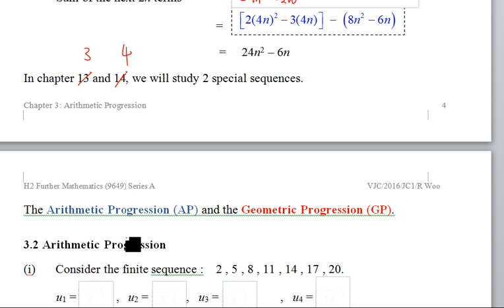Yes? No, that's not a GP, not an AP. Good question. Just now you asked what is 1 square, 2 square, 3 square, 4 square, right? Is this an AP or GP? My answer to you is no. Next, you will say 2 to the power 1, 2 to the power 2, 2 to the power 3, 2 to the power 4. This one is AP or GP?